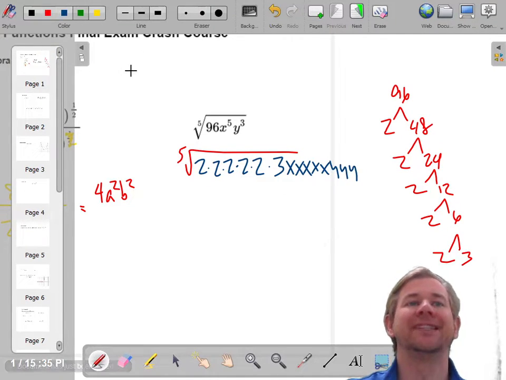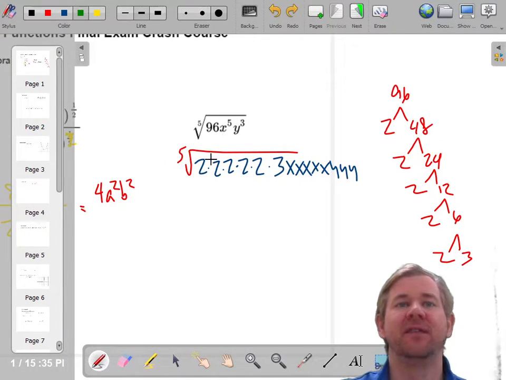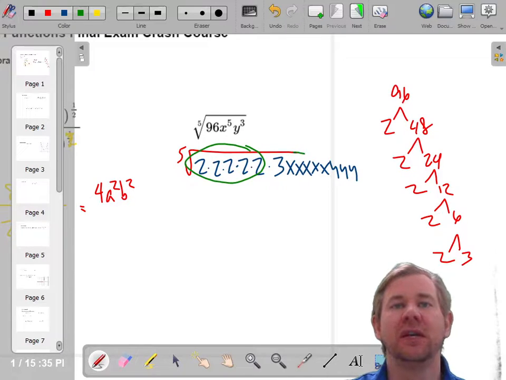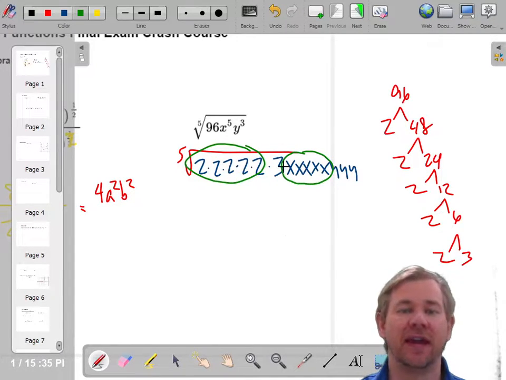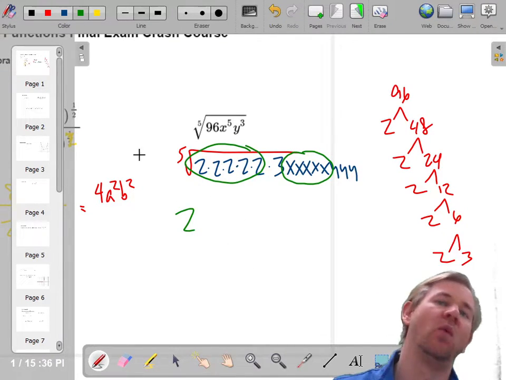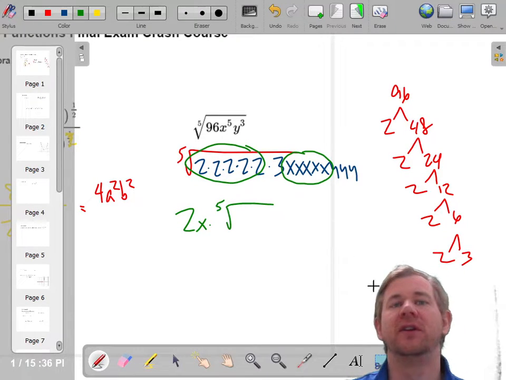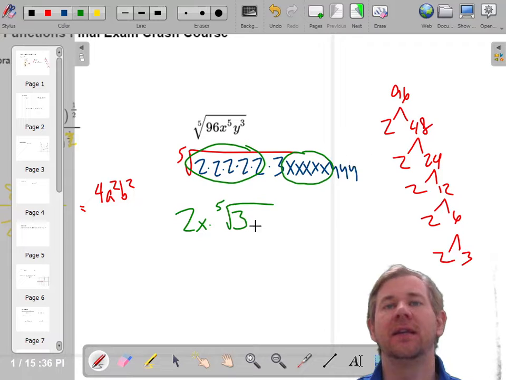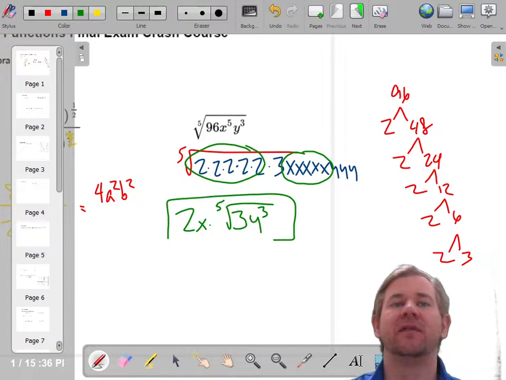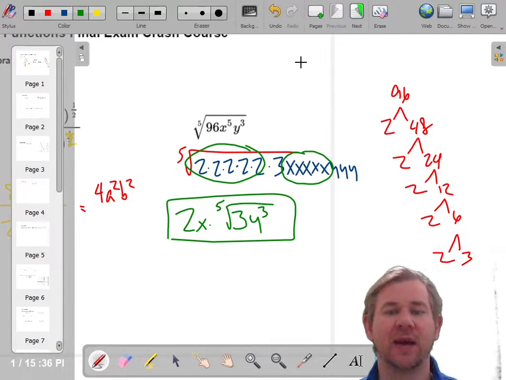So I'm looking for sets of 5 because it's a fifth root. So I have 5 2's, I have 5 x's, and that's all I have. And the fifth root of 2 to the fifth is 2. So if you have 5 underneath, 1 makes it out. 5 underneath, 1 makes it out. What's trapped underneath? You have a 3, and then these 3 y's just don't have enough to make it out. So that's what you get. 2x times the fifth root of 3y cubed.